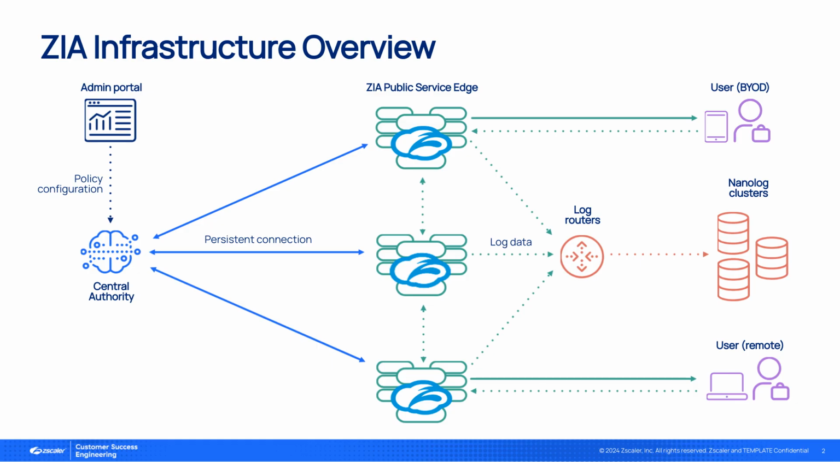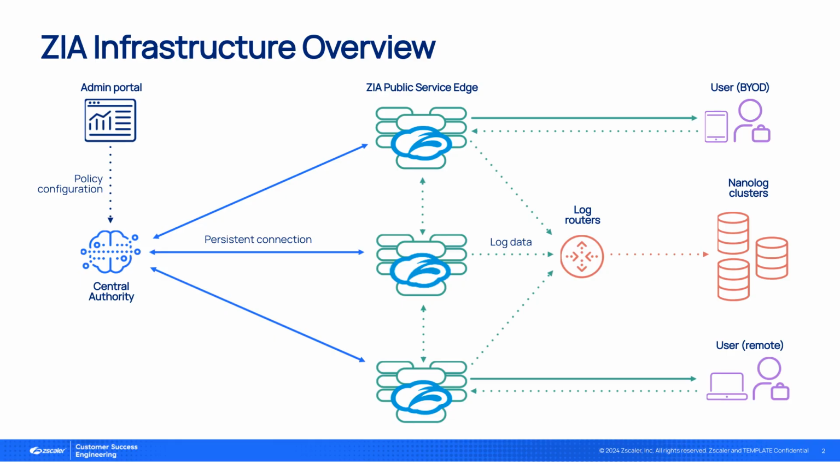Let's start with a brief reminder of the Zscaler Internet Access Architecture. When a user whose traffic is secured by ZIA browses the internet, their traffic is routed through Zscaler public service edges. These public service edges have a persistent connection to the central authority servers, which enforce the policies configured in your ZIA admin portal. Simultaneously, the user's transactions and the policy actions taken are sent to the ZIA log routers, which forward these logs onto your nanolog clusters.